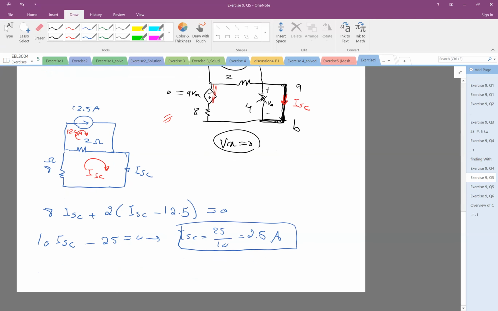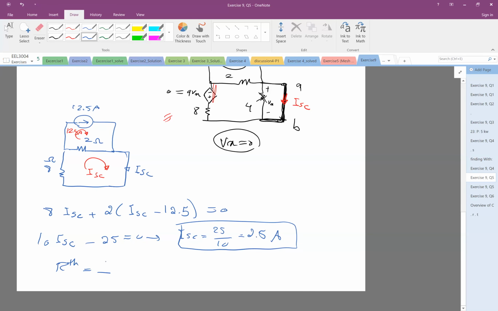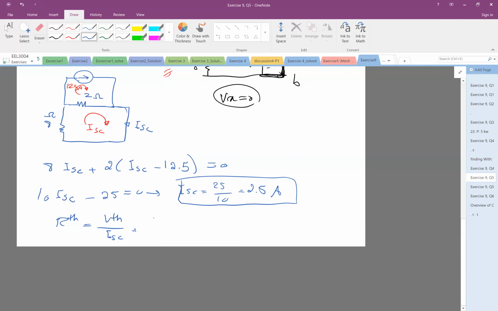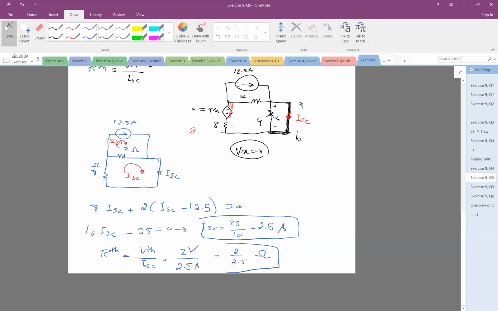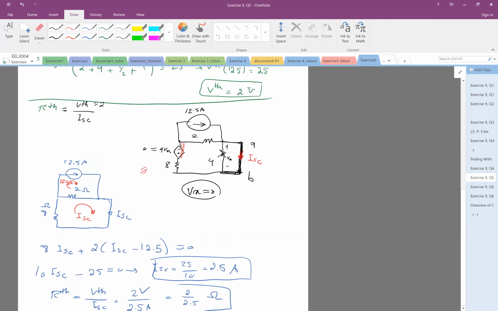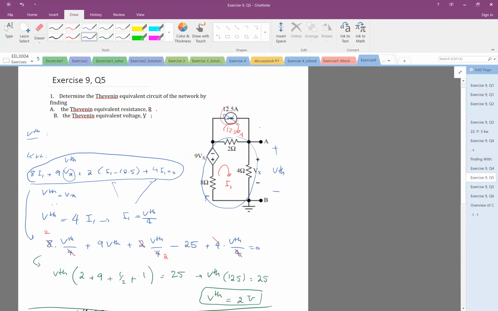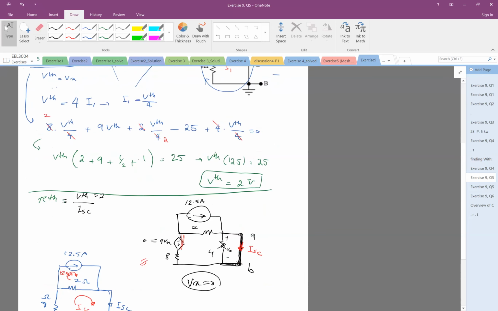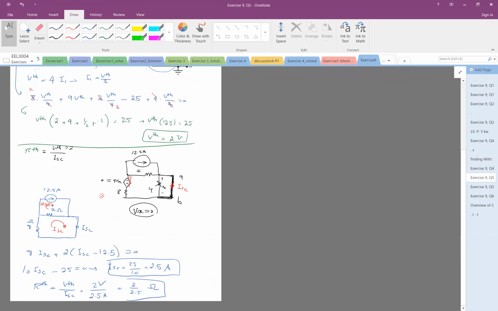This is I short circuit, but then R Thevenin is V Thevenin divided by I short circuit. V Thevenin was 2 volts. I short circuit was 2.5 amp. So this is what we get, 2 divided by 2.5. This is R Thevenin. Again, this is one technique. We could also do the other technique. We just zero the source, you remove this, and then you put the test voltage. And we look at R Thevenin as Vs divided by Is.